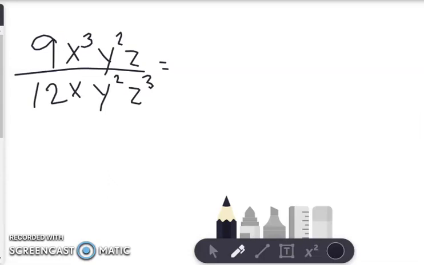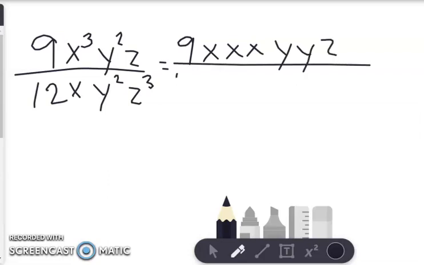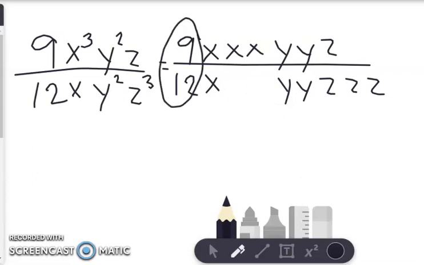And now let's try this one with multiple variables. All right, so on the top, we have 9 times x times x times x times y times y times z. On the bottom, we have 12x, y, y, z, z, z. I just added that gap there so I could line up the letters, but I could have written them all together as well.